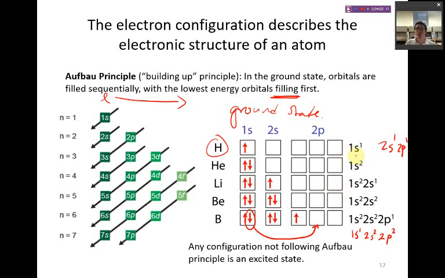And just to make sure that it's clear, as we're designating the electron configurations, this is our n value, this is the l value, and this is the number of electrons in the subshell.